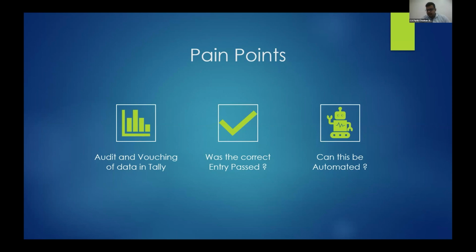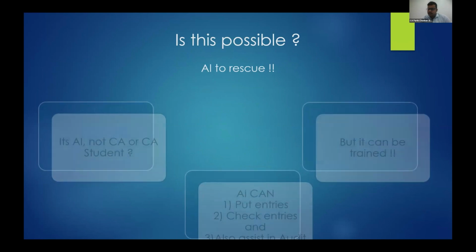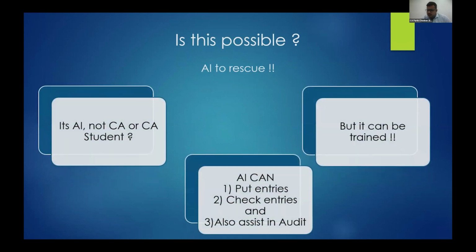Can this task be automated? If this can be automated, we can do a lot. We can channelize our time towards the more important task of analyzing whether the statements are correct or not. Now, how can we do this? Is it possible? First of all, AI is to the rescue. So is AI a CA or a CA student? No, it is definitely not. It has no CA knowledge, it has not read CA books, and it knows nothing. But it can be trained.